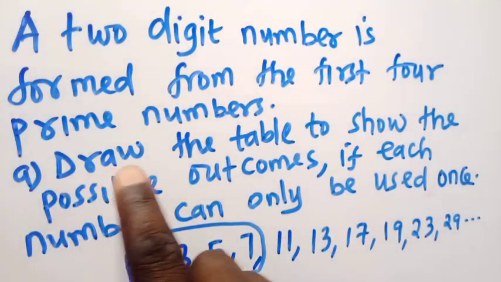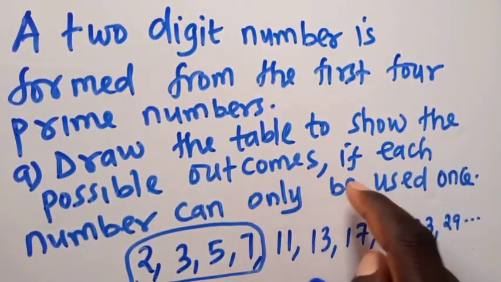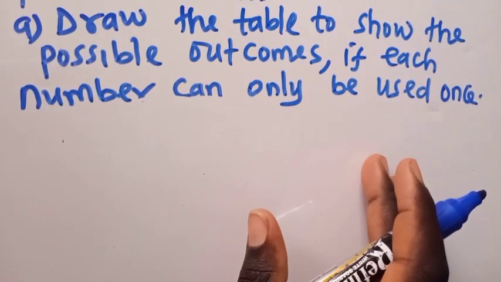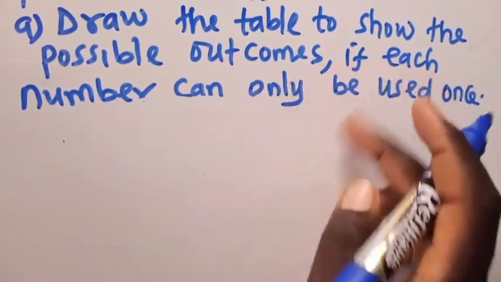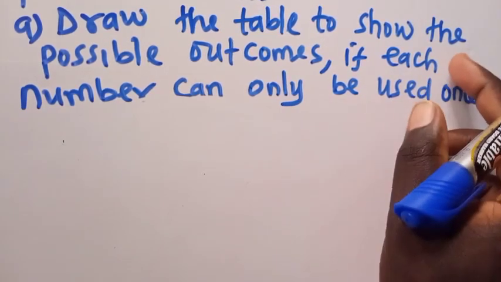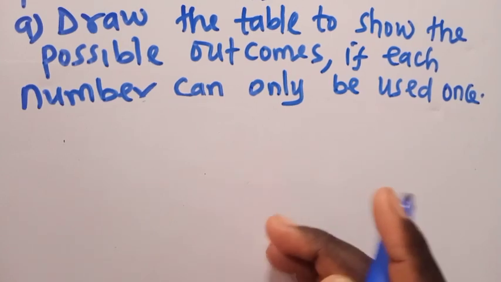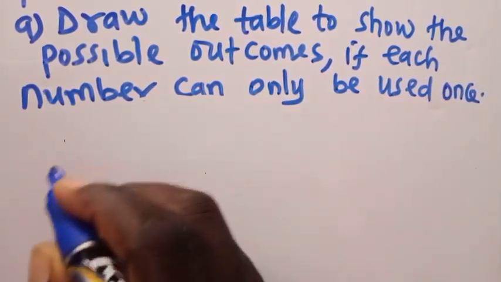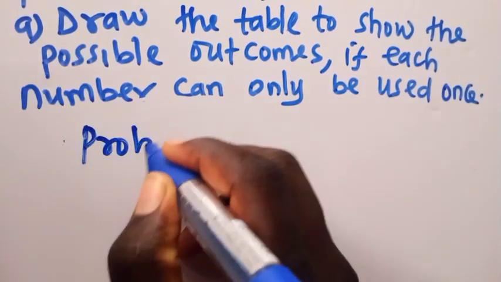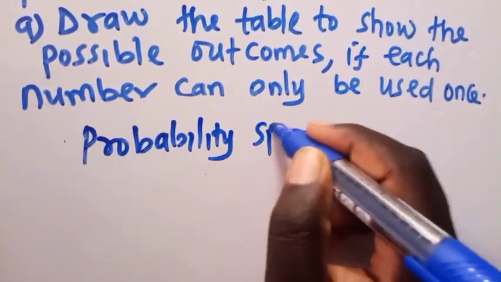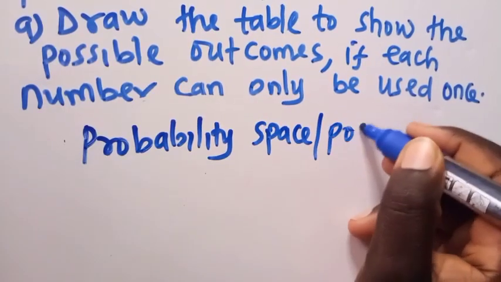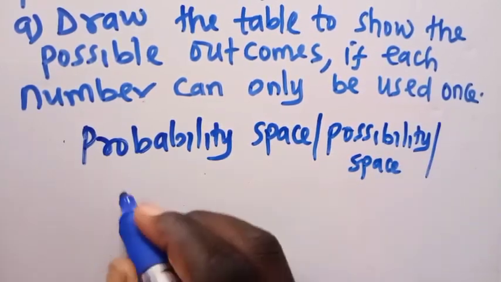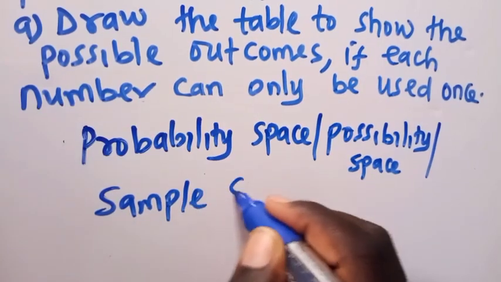Now, A says that we need to draw a table to show the possible outcomes if each number can only be used once. Since the first four prime numbers are 2, 3, 5, and 7, we need to draw a table to show the possible outcomes. In this case, we shall draw the probability space, also called the possibility space, or we can also call it the sample space.